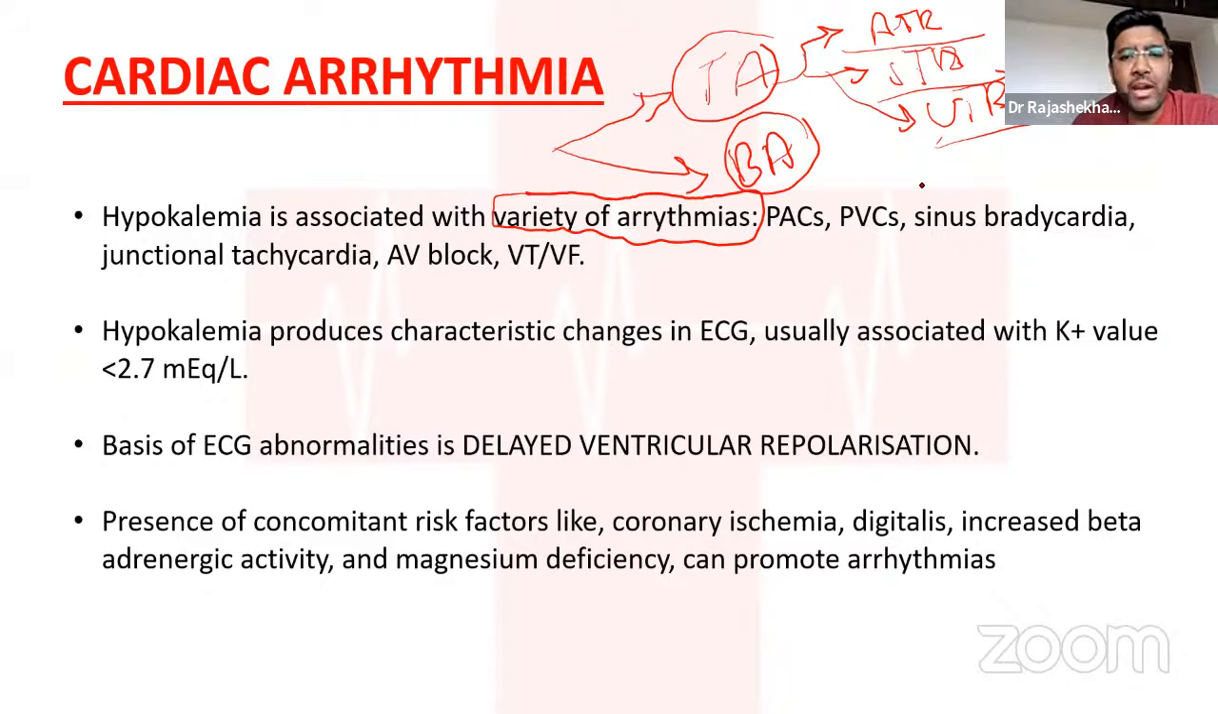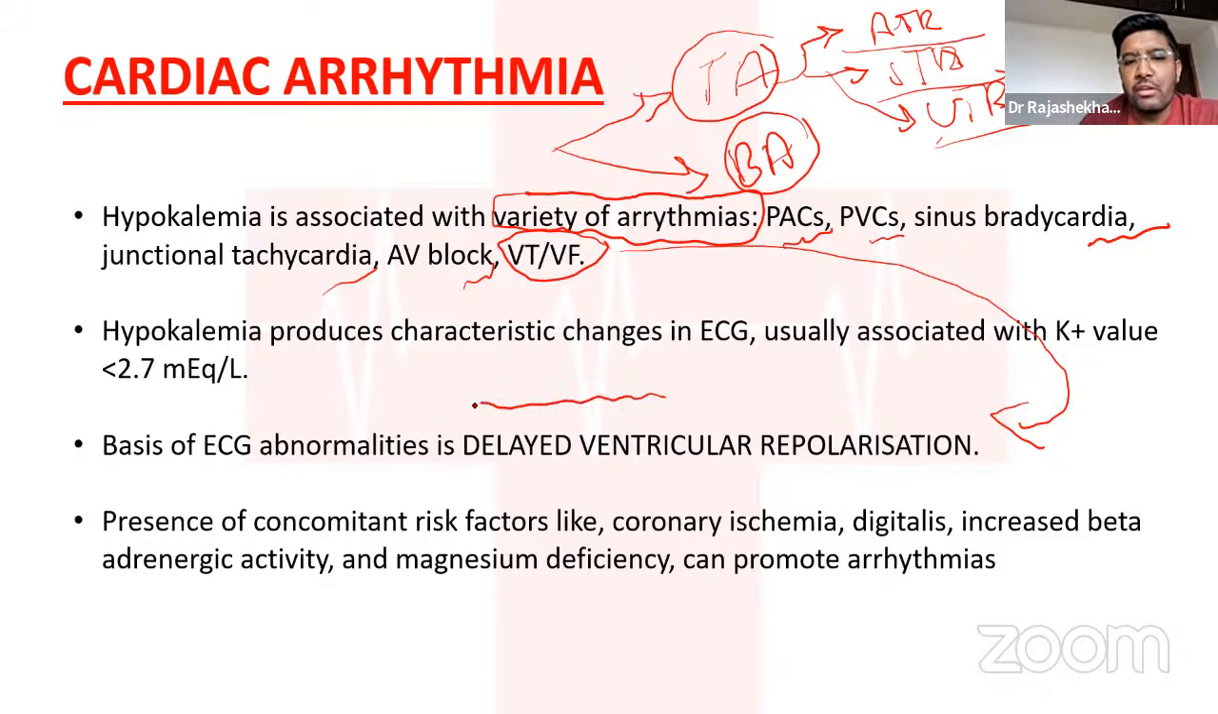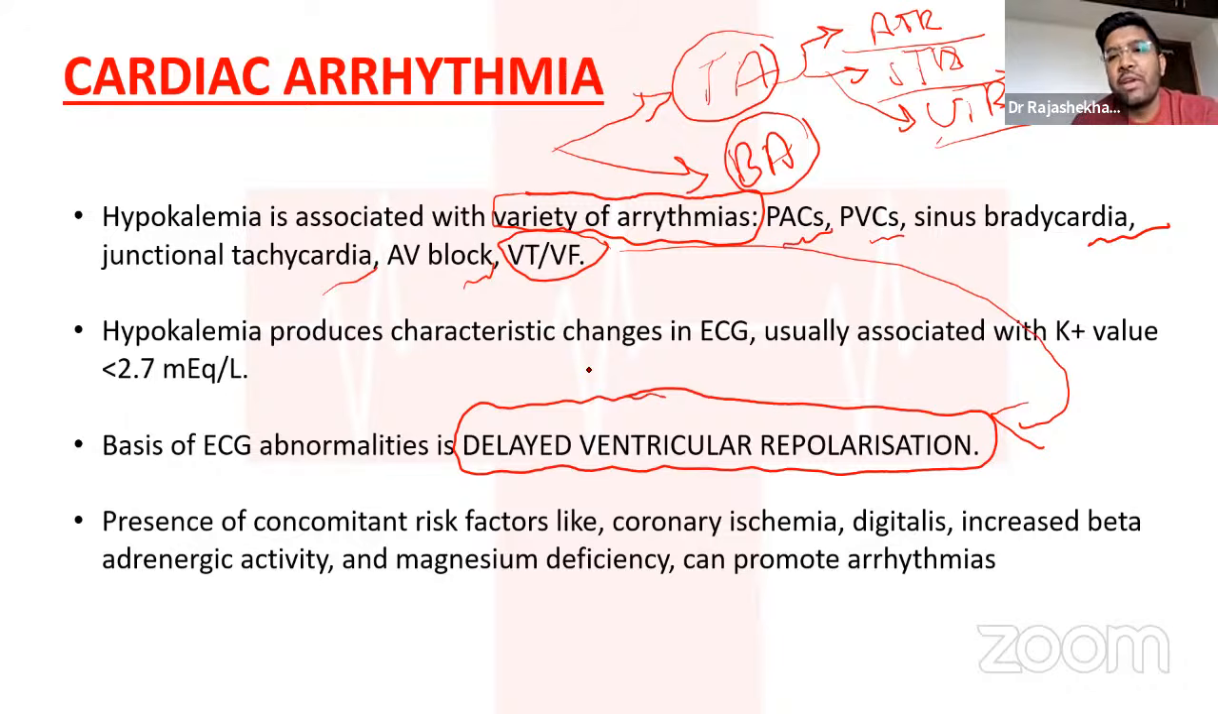If it is mild, it can usually cause premature atrial complexes or premature ventricular complexes. It can also cause junctional bradycardia. It can also cause junctional tachycardia. It can cause AV block, and very severely it can cause ventricular tachycardia and ventricular fibrillation. Why does this occur? It occurs usually because of delayed ventricular repolarization. We know that repolarization is mainly dependent on the potassium movement. So since the potassium is not available, this delays the ventricular repolarization.